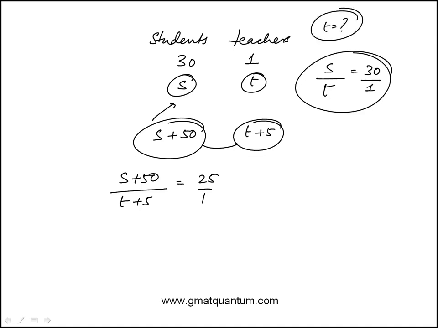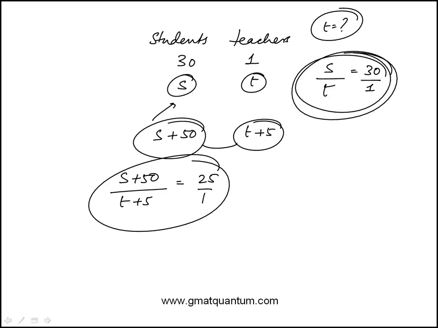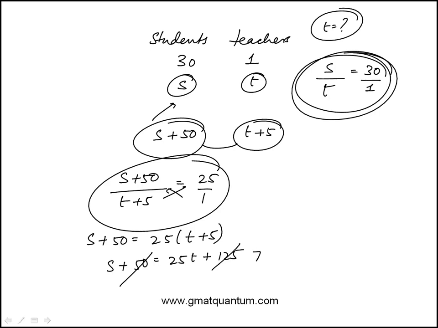So we do have two equations, two unknowns. I'm going to cross multiply here. So this is S plus 50 equals 25T, and I can distribute the 25: 25T plus 125. Subtract 50, so that's 75. So our second equation cleans up to S is 25T plus 75. Here, if I cross multiply, I get S is 30T.